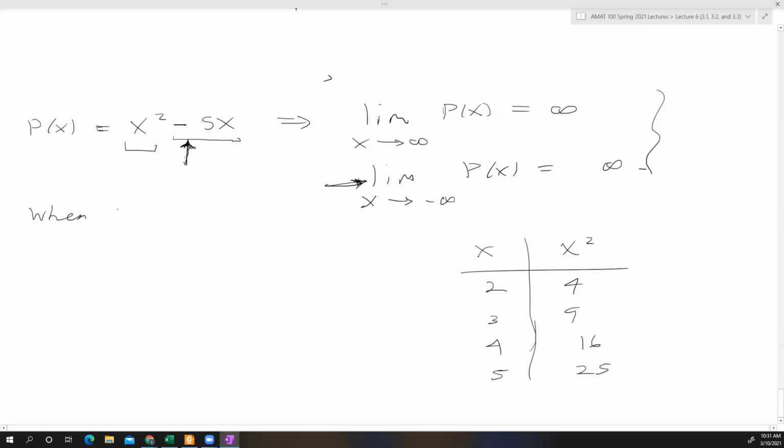Another way we can say that is that when x is very large, so when it's much bigger than 0, let me just write this in parentheses, large, when x is a large positive number, we can say x squared "dominates", in quotation marks because it's not a precise term, the negative 5x term.